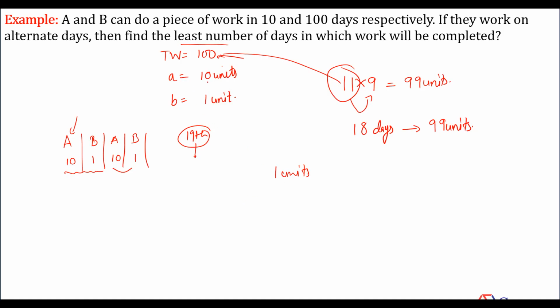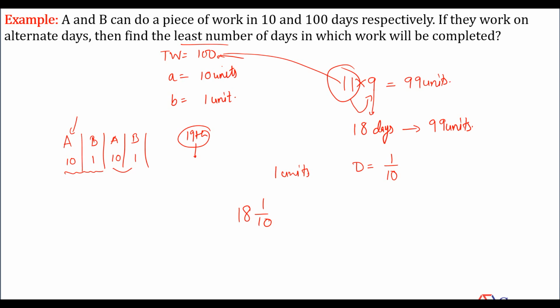What is A's efficiency? It's 10. So the days required to finish this one unit at the rate of 10 units per day will be only 1/10. So let's try to count the total number of days here. These 9 cycles will give you 18 days, and this would be the 19th day. So the total number of days will be 18, 1 by 10.